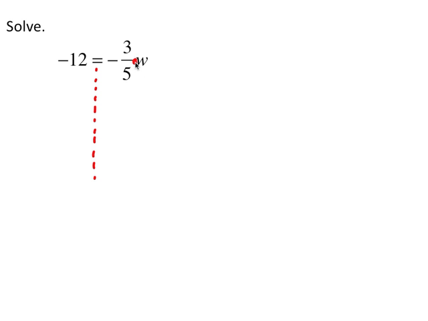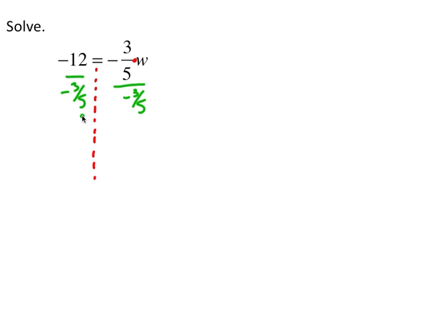Okay, so this multiply is for negative 3/5 times W. If we need to get rid of negative 3/5, we need to do the opposite, which means we need to divide. Well, when you divide, we're dividing fractions. This really is what we're doing. We're dividing both sides by negative 3/5.